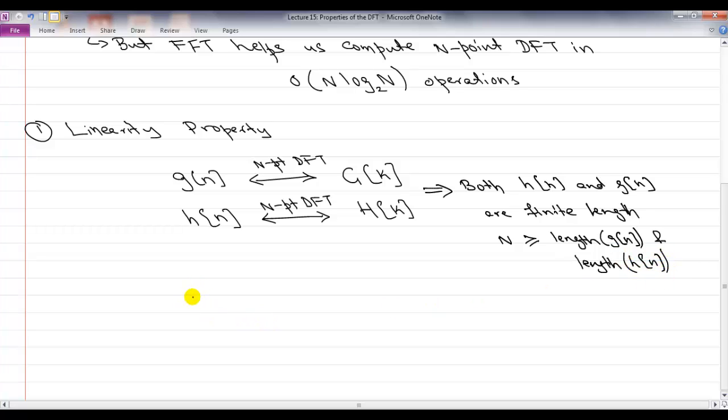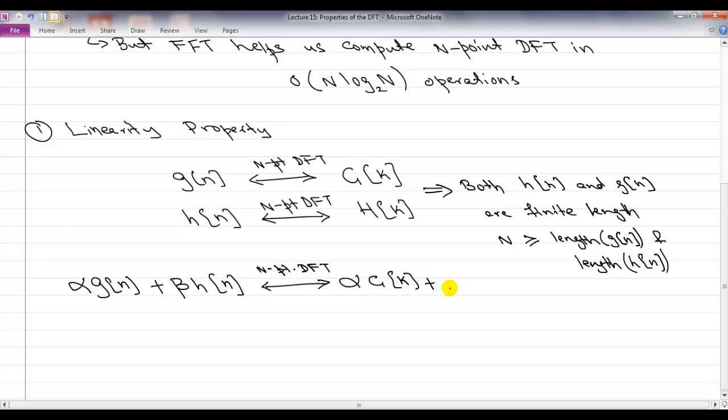So if that is the case, it simply follows from the definition of the DFT. The DFT involves only summation and multiplication. You can verify that if I give you a different sequence alpha g[n] plus beta h[n], where alpha and beta are scalars, and I ask you to compute their N-point DFT, then the DFT of that is simply the linear combination of the DFTs of the individual sequences, alpha G[k] plus beta H[k].